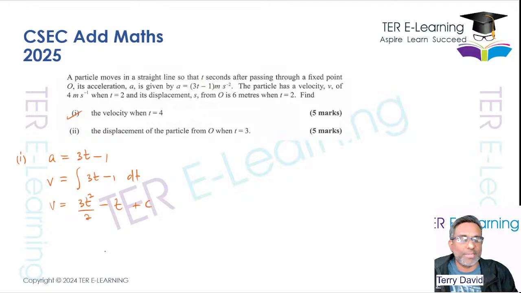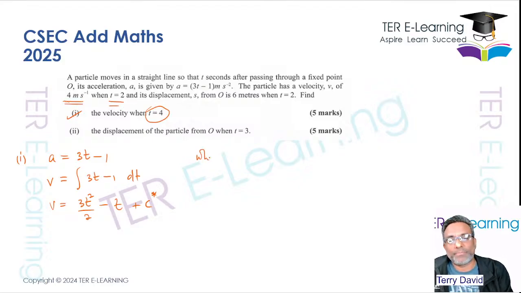Now this is a common mistake students make. When they're doing a kinematics question, they forget to include the constant. So please, you must include the constant every time you integrate. Now the question wants the velocity when t is equal to 4. But the thing is, I don't know what c is. What I'm going to do is use some information that they have here. They said the particle has a velocity of 4 when t is equal to 2, so we're going to use that.